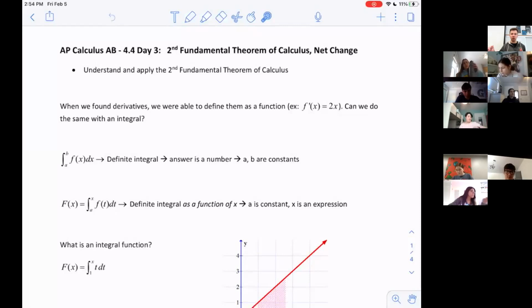You can see it's called the second fundamental theorem of calculus. So it's almost as important as the first one, right? Probably just as important, but it is called the second fundamental theorem of calculus.